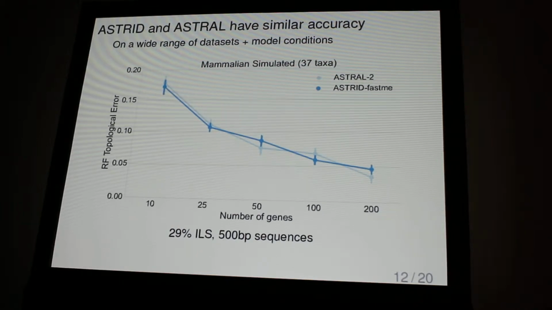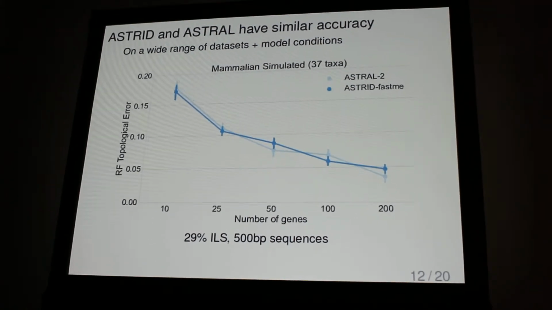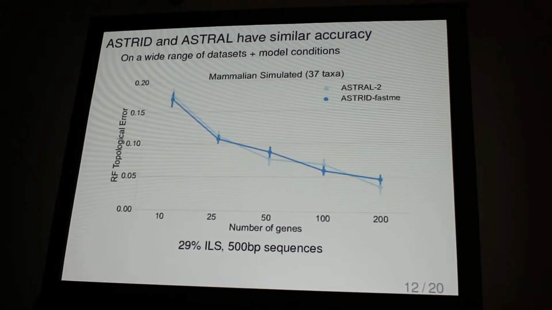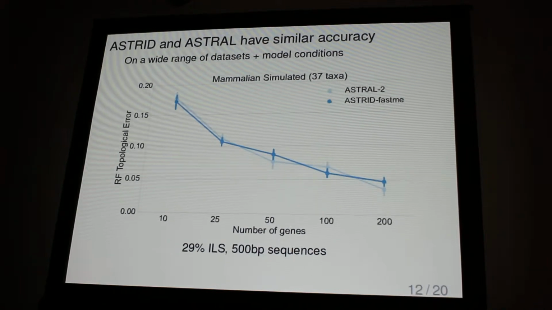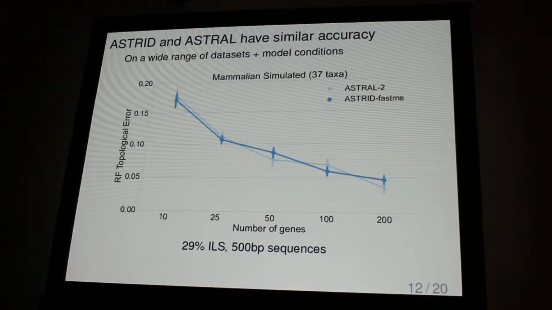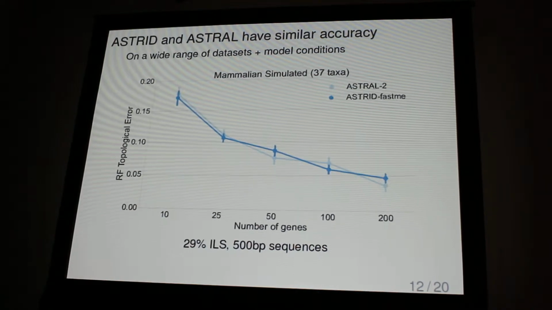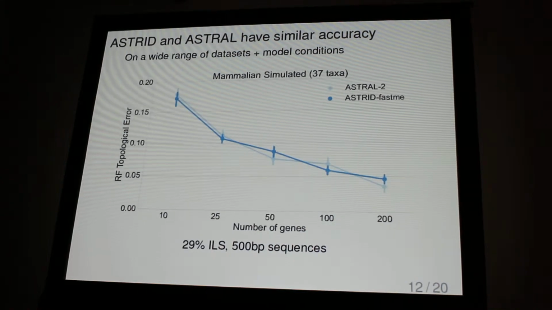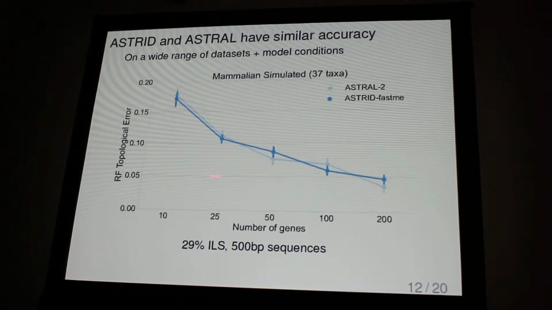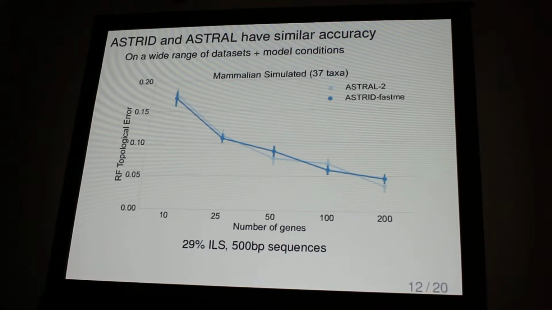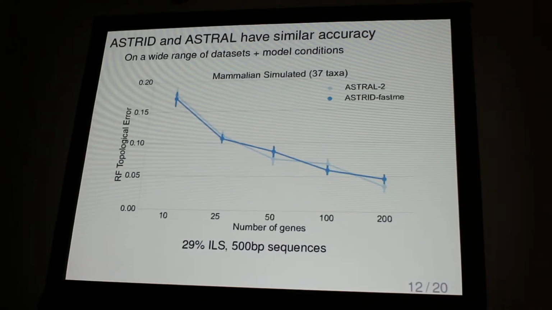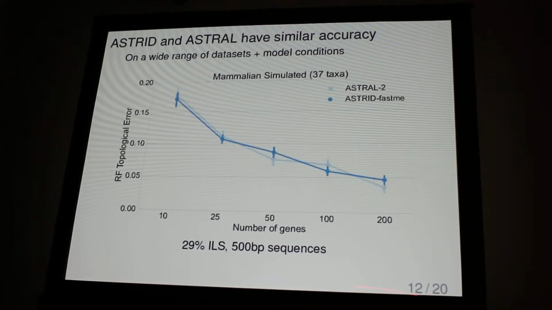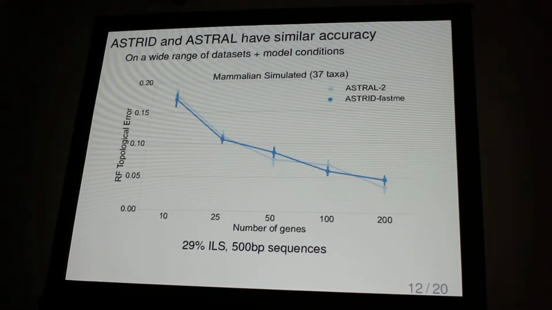So we wanted to do a closer comparison of just ASTRID and ASTRAL. Because again, ASTRAL is a quite widely used, very accurate, and also quite fast method. So we did this on a whole lot of data sets and a whole lot of model conditions. But I'll just show you this one data set that's based on the mammalian simulated data of Song et al. And what you see here is that ASTRID and ASTRAL get nearly identical topological accuracy, all the way from 10 genes to 200 genes, when we have these 500 base pair sequences. And we see this kind of across the board.